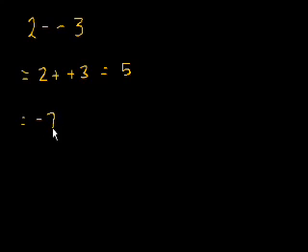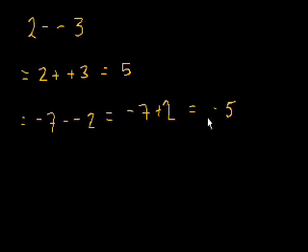Let's do another one. What is negative 7 minus negative 2? Well, that's the same thing as negative 7 plus 2. Remember, we're going to start at negative 7, and we're going to move 2 to the right. So if we move 1 to the right, we go to negative 6, and then we move 2 to the right, we get negative 5. And that makes sense because negative 7 plus 2 is the same thing as 2 minus 7. If it's 2 degrees and it gets 7 degrees colder, it's minus 5.